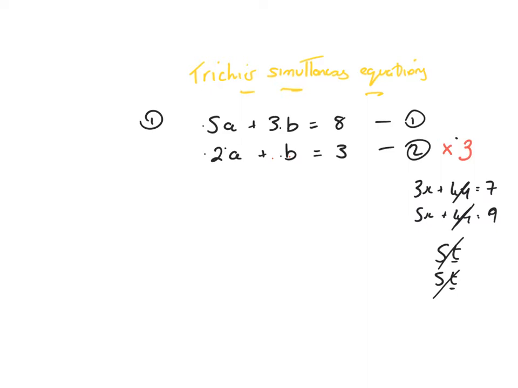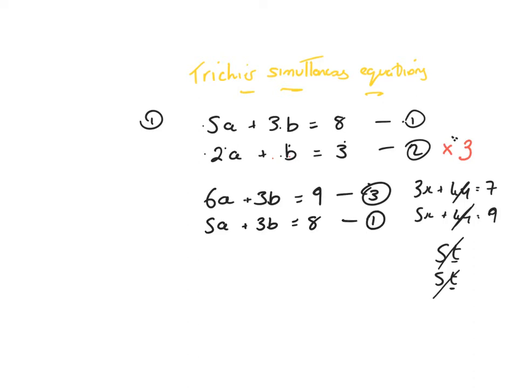2a times 3 is 6a. b times 3 is 3b. And 3 times 3 is 9. Now that's now a new equation. So I'm going to give it a new name and I'm going to call it equation 3. Now I can now use equation 3 and equation 1 to eliminate the b's. So I've got 6a plus 3b equals 9 for equation 3. And for equation 1 I've got 5a plus 3b is equal to 8. And that's equation 1.